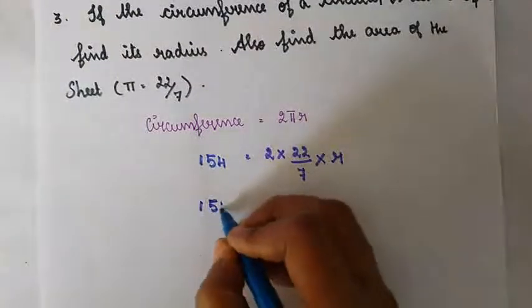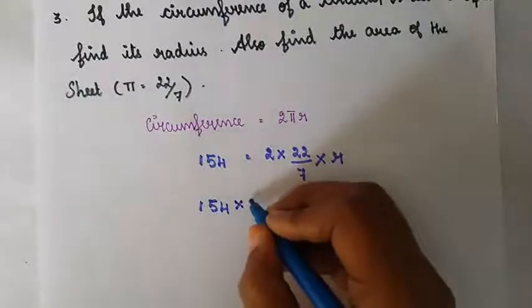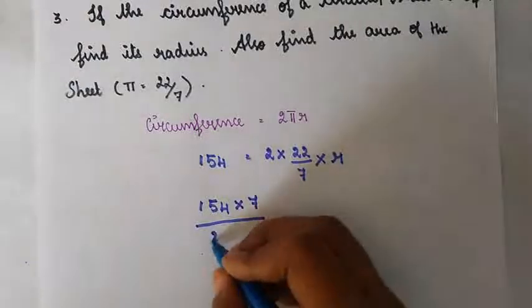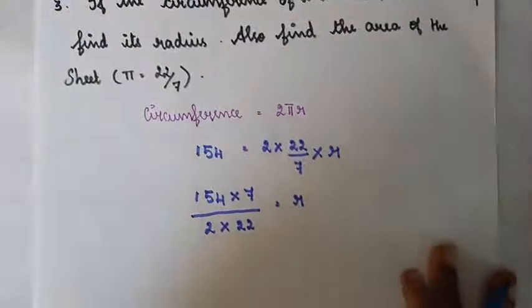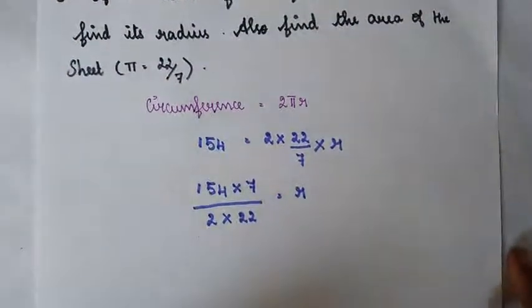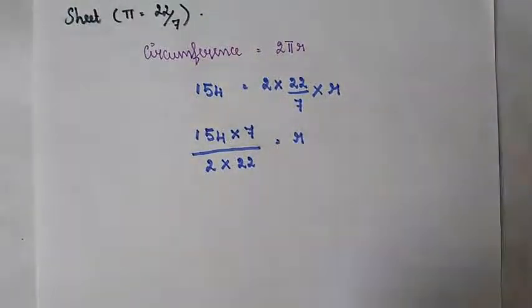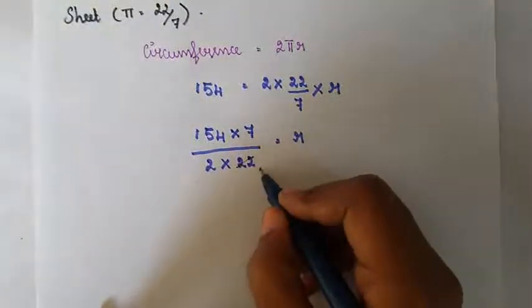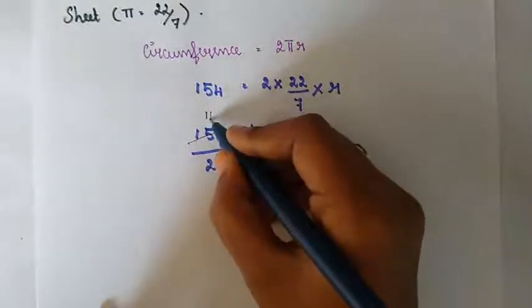So 154. Here 7 is division, so it becomes multiplication. Divided by 2 into 22 equal to r. What is the next step? We have to cancel. First cancel in 11 table. 2 11s are 22. Here 14.